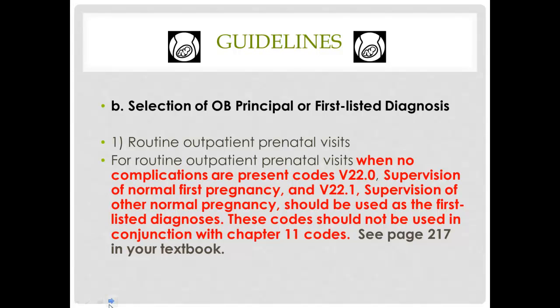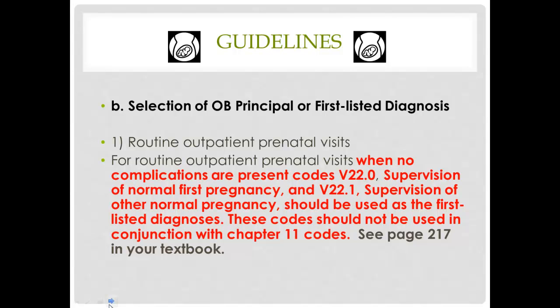So you can code basically your own delivery. Your first child, if it was a normal delivery, would be V22.0 if it's a normal pregnancy. And your second child, if that pregnancy was normal, would be V22.1. So V22.1 could be used for the second child and any additional children.